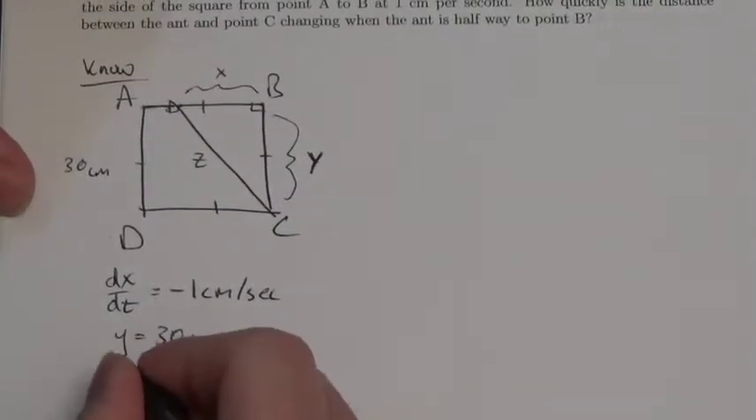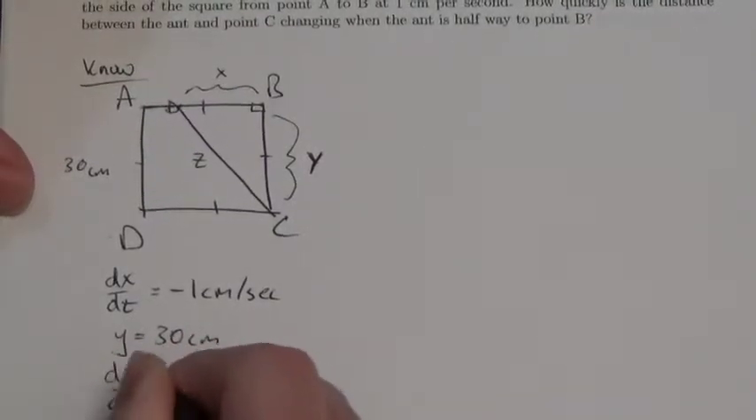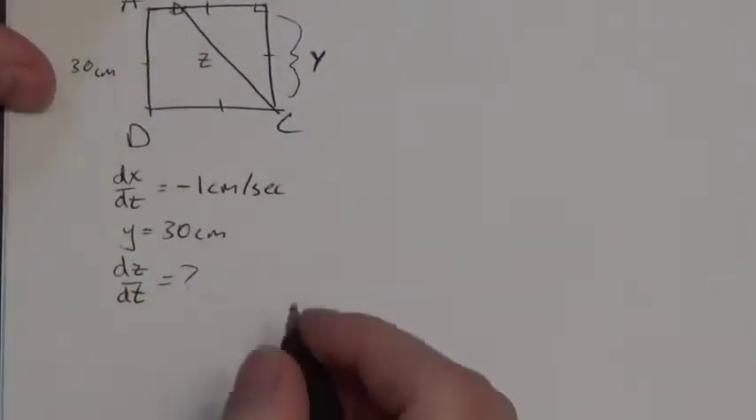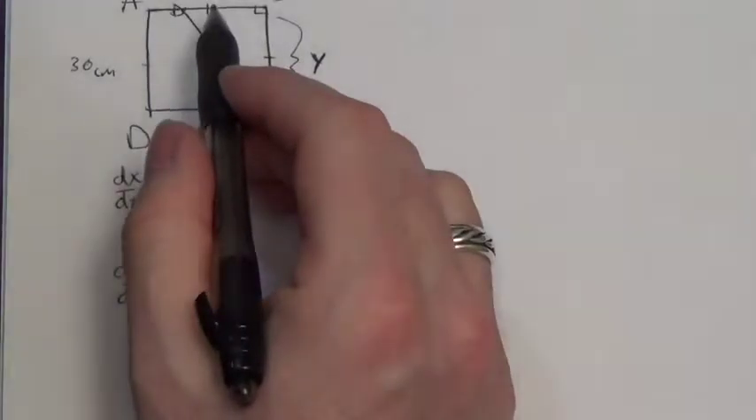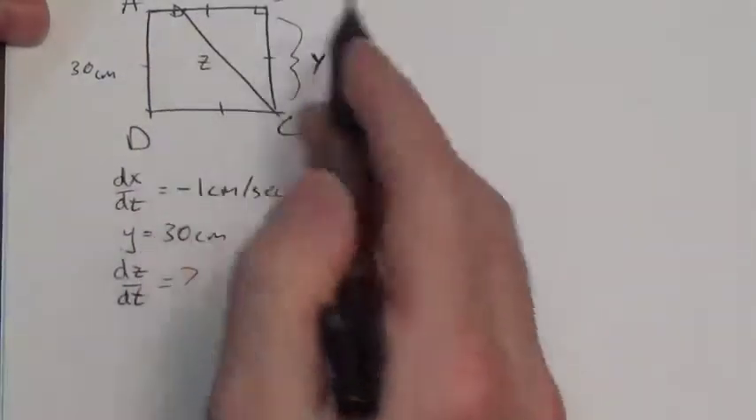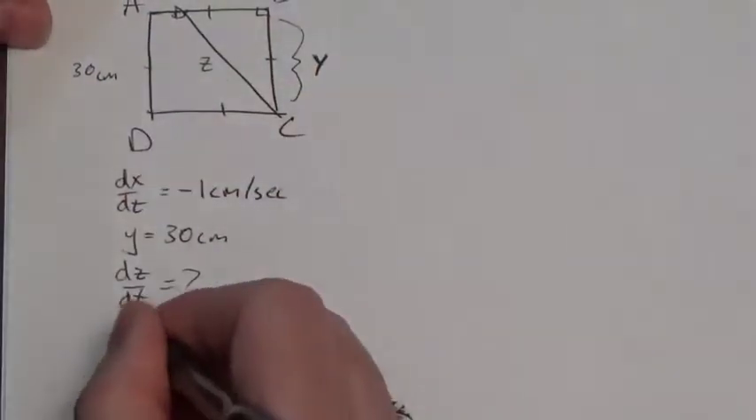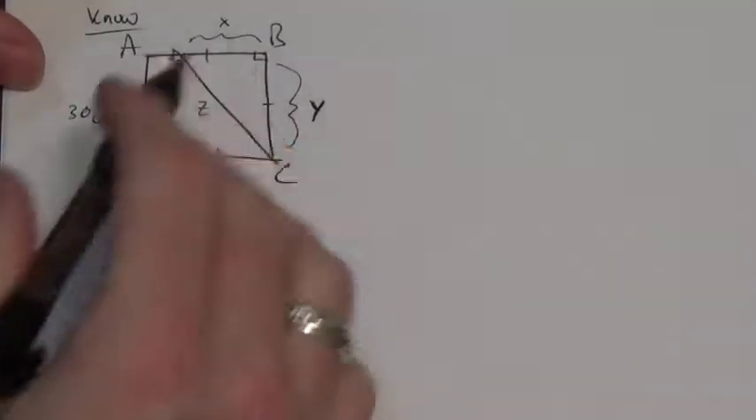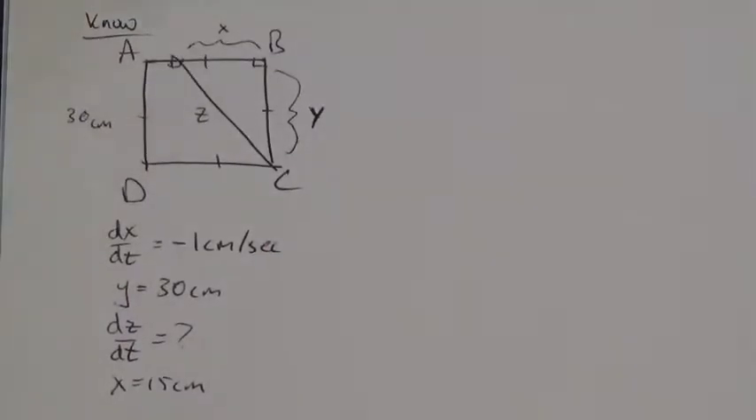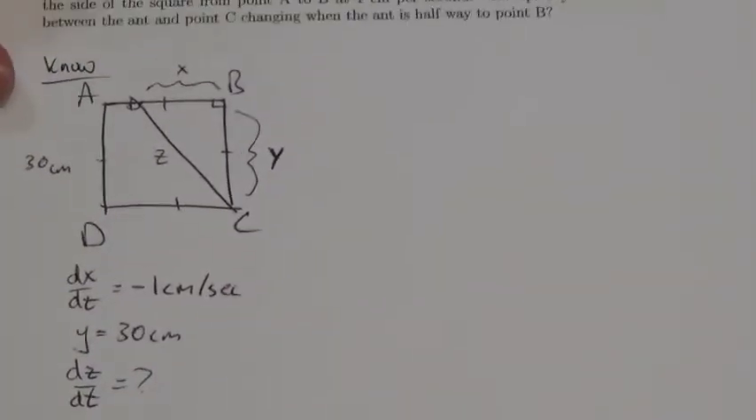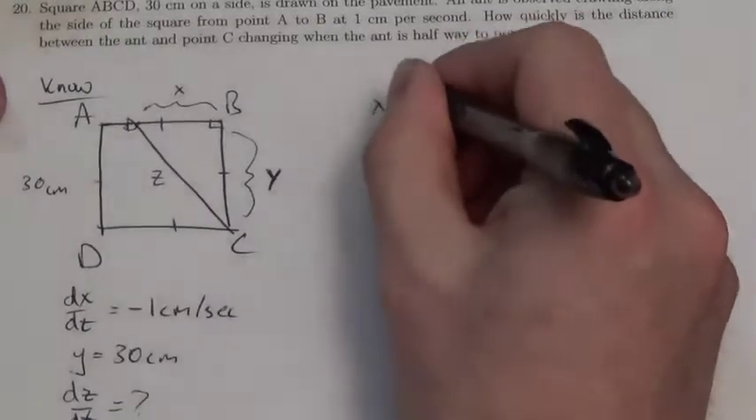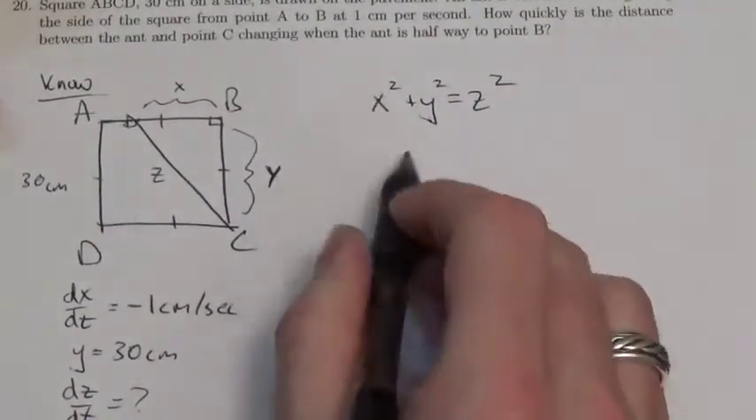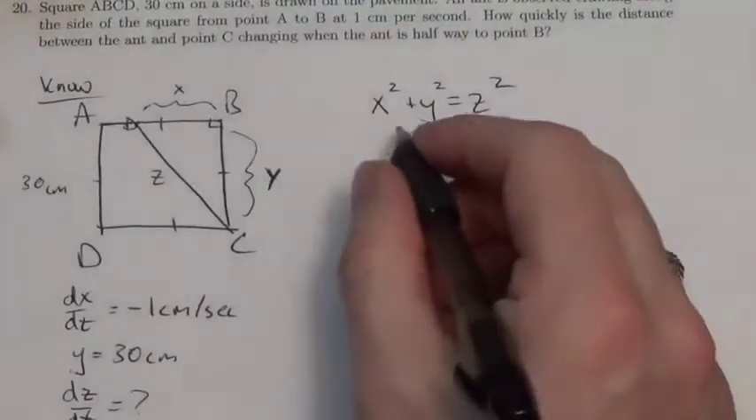We are looking for dz by dt. Don't know what that is, but we do know that the moment that we're interested in is when the ant is halfway. And so in other words, when x is equal to 15 centimeters. Now when you look at this, it should ring a bell. Looks like a Pythagorean Theorem question. And isn't it interesting how many of these end up being Pythagorean Theorem questions? So x squared plus y squared is equal to z squared.